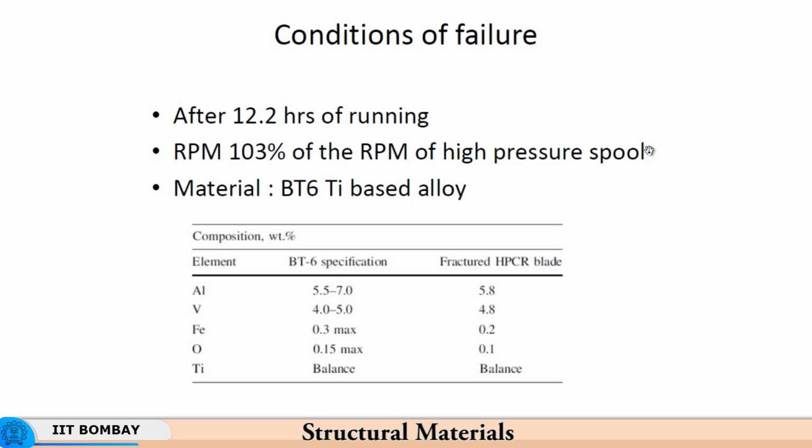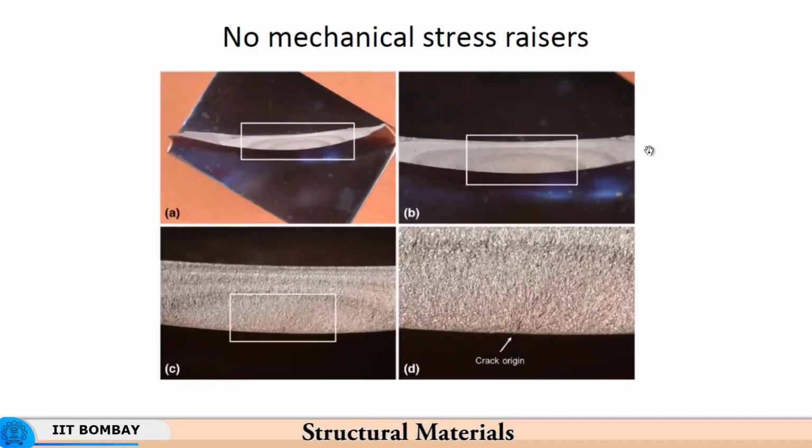So, you see that the chemical composition was absolutely fine, because it is well within the specified ranges, and therefore the failure does not seem to have originated from a faulty material. So, the material is not at fault. There are certain conditions which might have led to the fault. Now, here you find that there are no significant mechanical stress raisers, because there is no abrupt change in geometry due to which stress concentration can be suspected.